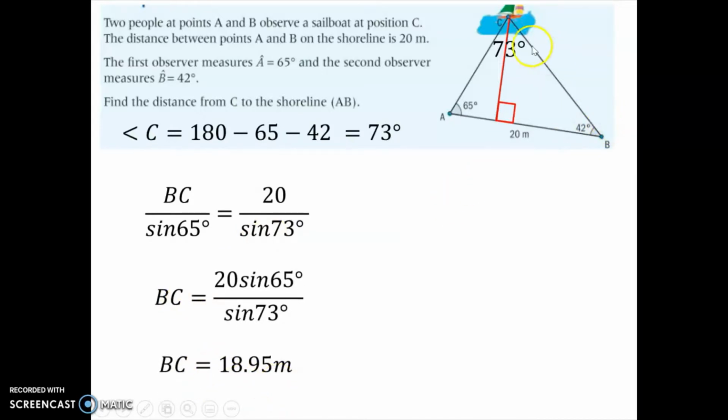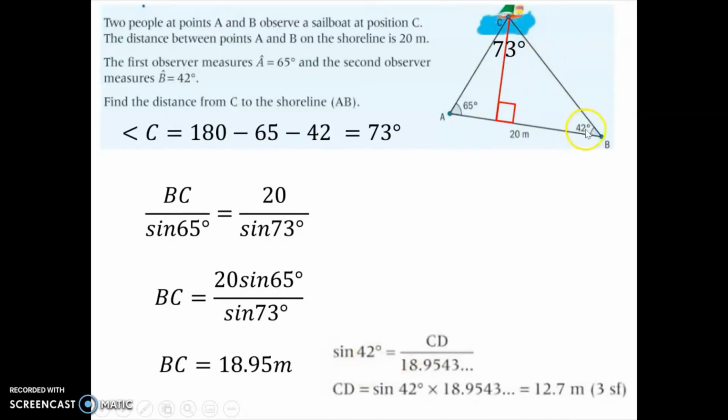And now that we know that that is 18.95, can we find this distance, the red line that we were talking about here? In this case, you have a right triangle, so you can go back to just regular old trigonometry, sine, cosine, or tangent. So which one? Well, in this case, sine of 42 degrees would work just fine with opposite, the side we need, over hypotenuse, the one we just found. There you go. So a combination of sine rule and then trigonometry with a right triangle.